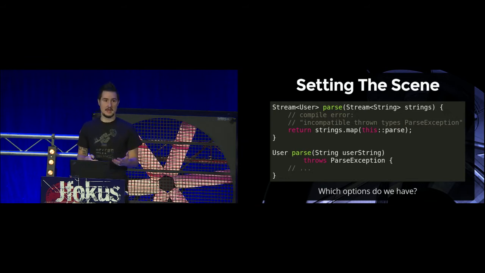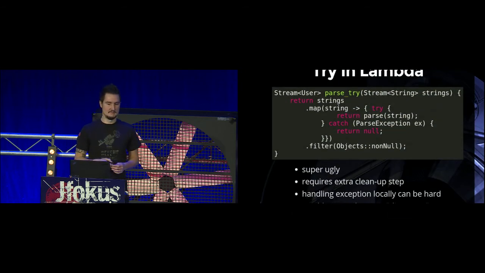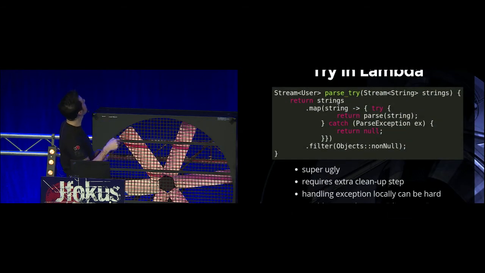So which options do we have? How do we get around this? The most basic one is this one. You all know that. You just, sorry for the formatting, it's hard to fit all this code on slides, you just do a try-catch in here. And then later you might want to get rid of those null objects that you put into the stream.